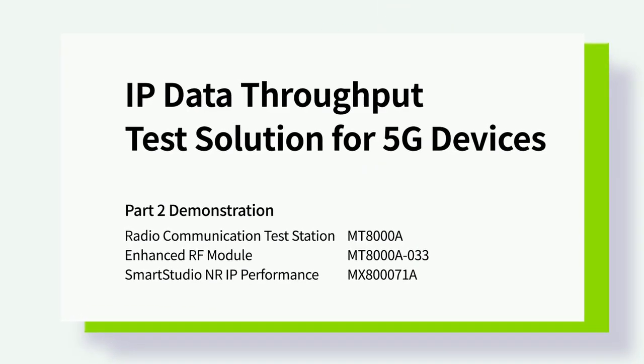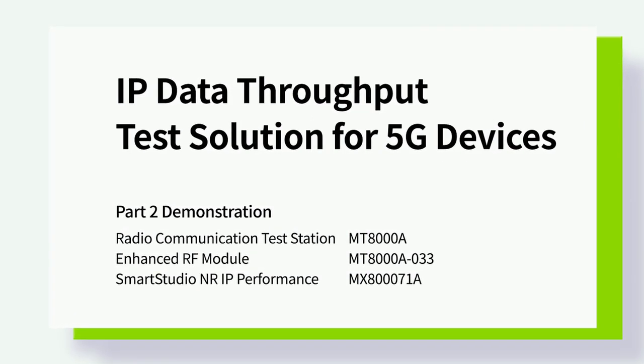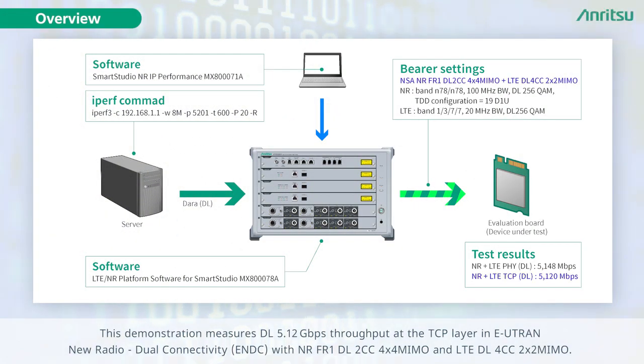This video explains our IP data throughput testing solution for 5G devices. Part 2 demonstrates IP data throughput testing with 5G devices using the SmartStudio and our IP Performance MX800 1071A software. This demonstration measures downlink 5.12 gigabits per second throughput at the TCP layer in an E-UTRA NR dual connectivity, ENDC, with NR FR1 downlink 2CC 4x4 MIMO and LTE downlink 4CC 2x2 MIMO.